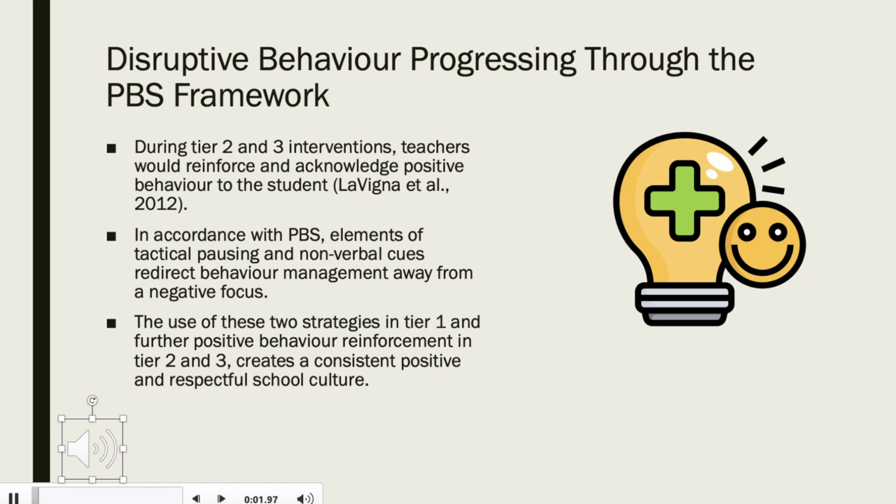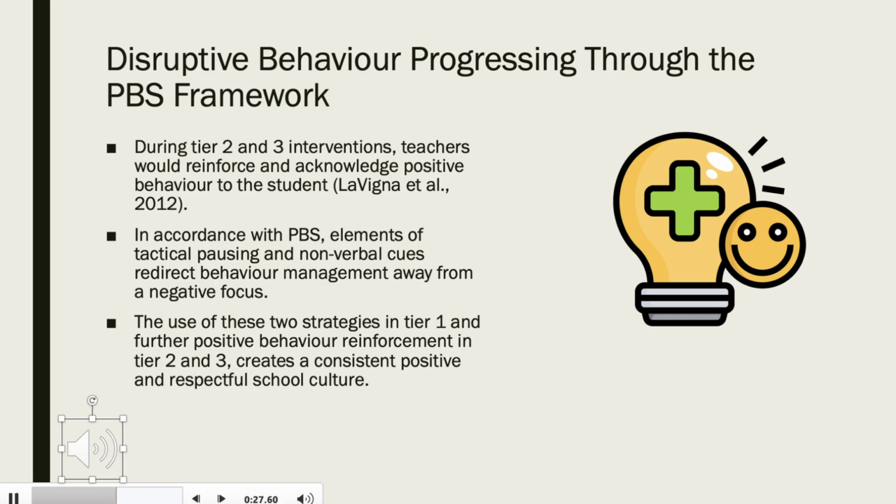To address disruptive behaviour in a primary setting, the positive behaviour support framework can be used in alignment with strategies such as tactical pausing and nonverbal cues. As previously mentioned, tactical pausing and nonverbal cues are behaviour management strategies typically delivered in Tier 1. If tactical pausing and nonverbal cues were ineffective, causing disruptive behaviour in the classroom to continue, the PBS framework could be implemented to provide targeted behaviour interventions.